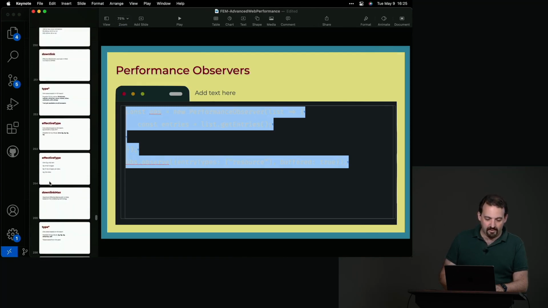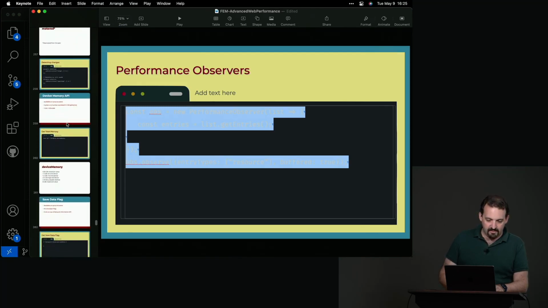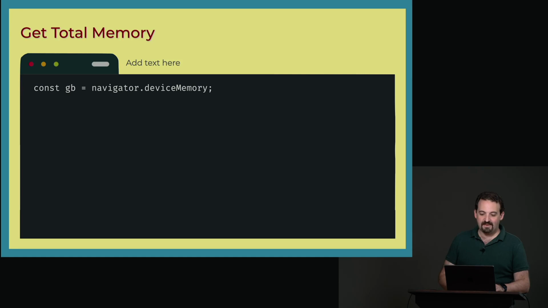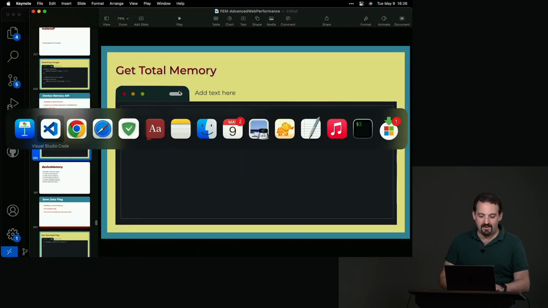Well, here I have more examples of the same thing, so we don't need to go over the slides. Device memory. This is available on some browsers. Again, why is this important? Just for the context, you have more context. It will give us the number expressed in gigabytes. Okay? And it's giving just 1, 2, 4, or 8. That's all. For example, my Mac has 64, but it's not going to give me 64 gigabytes of RAM. It's navigator.deviceMemory. Pretty simple.